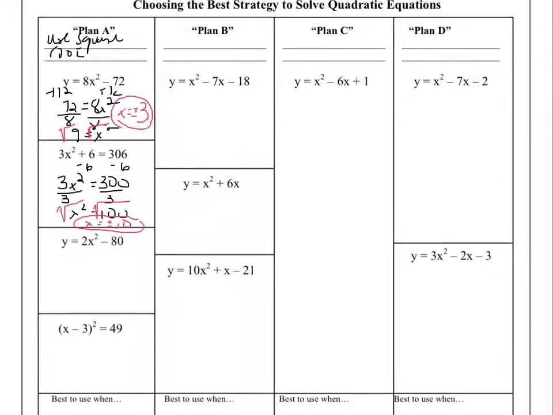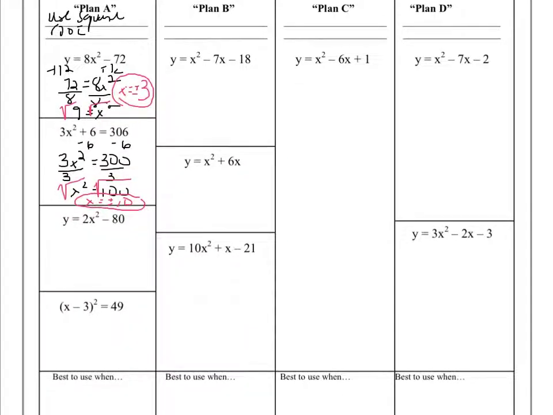Okay, so I'm going to pause the video for a moment, and I'd like you to try the next one on your own. So right below where it says y is equal to 2x squared minus 80.